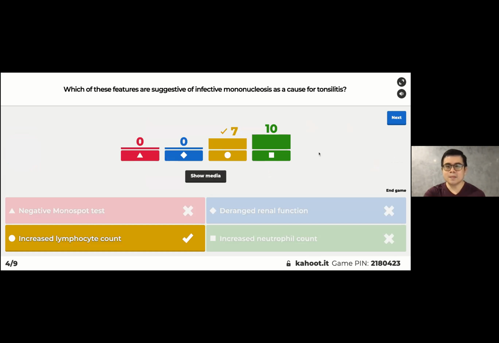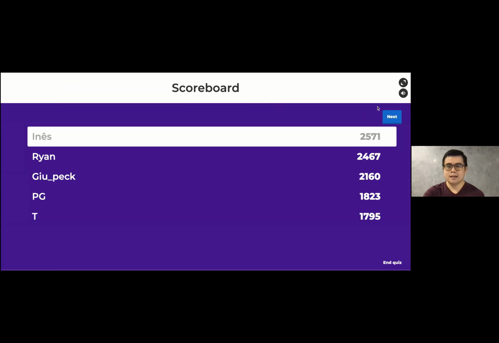Okay, so because infective mononucleosis is actually a viral cause, so it's by Epstein-Barr virus. So the normal finding that you get is actually deranged liver function rather than renal function, positive monospot, and you get lymphocytosis instead of neutrophil increase. So this one is more of a bacterial cause. Okay.